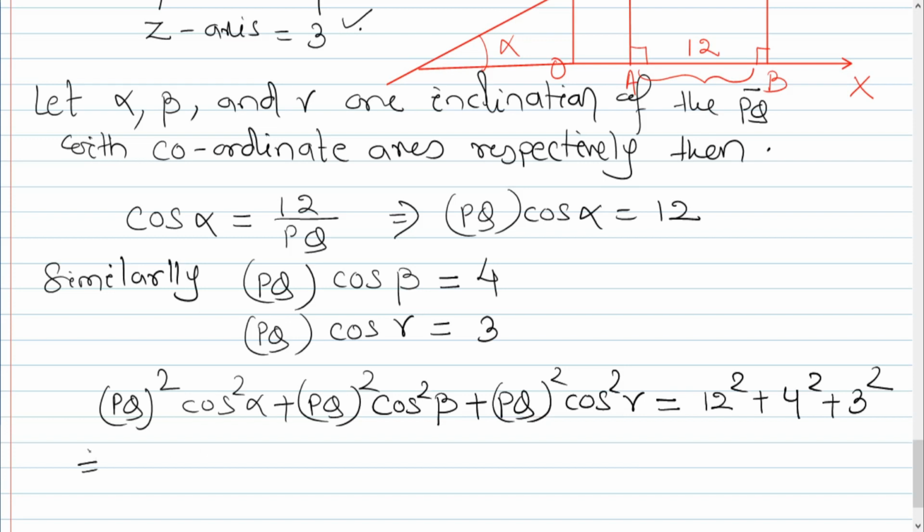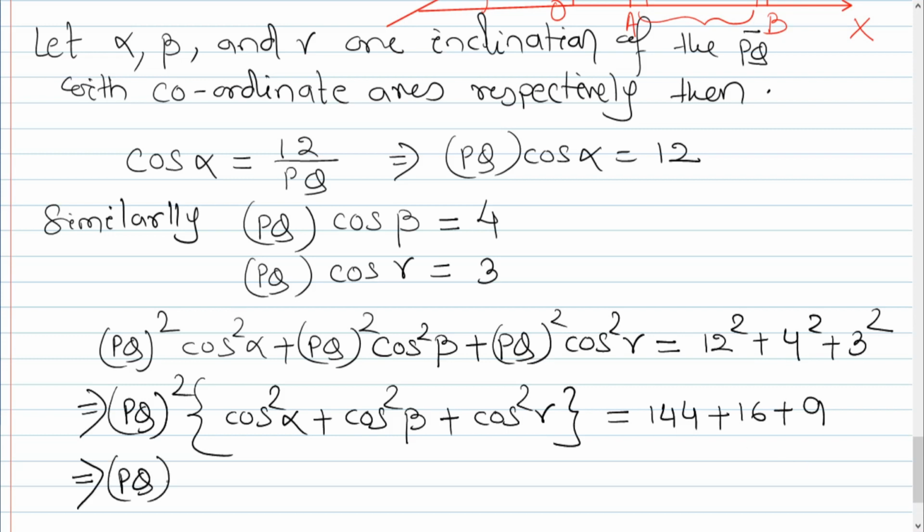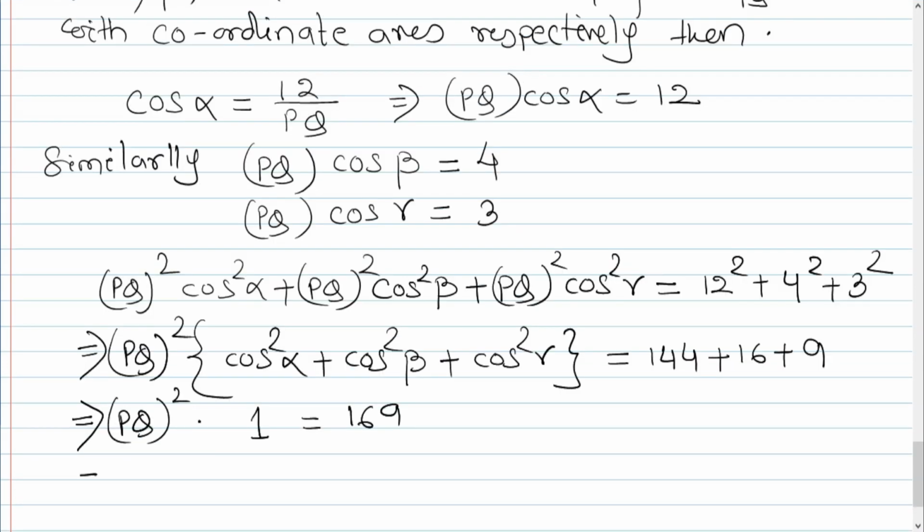Taking PQ square as common, we are left with cos square alpha plus cos square beta plus cos square gamma, which is equal to 144 plus 16 plus 9. This one is L square plus M square plus N square, which is 1, so this is nothing but 169. So PQ is equal to 13.